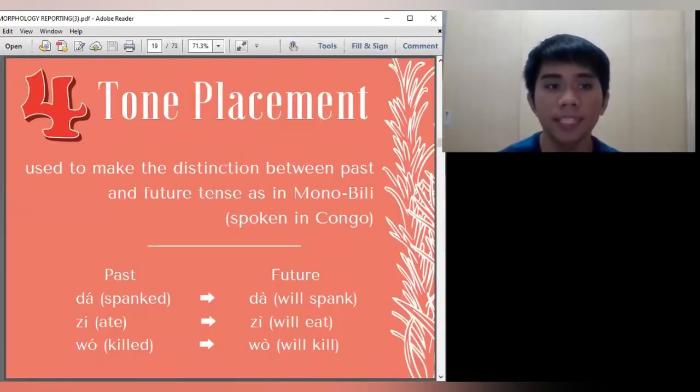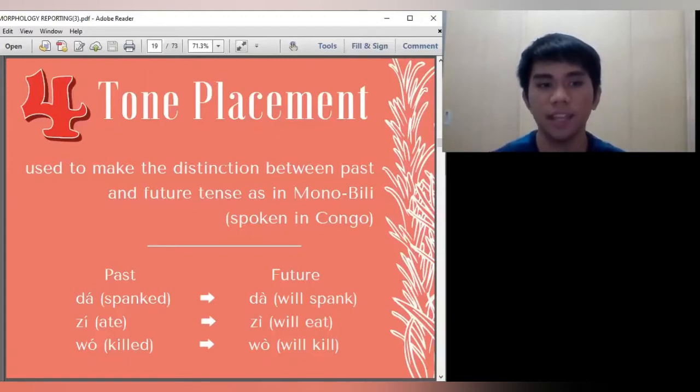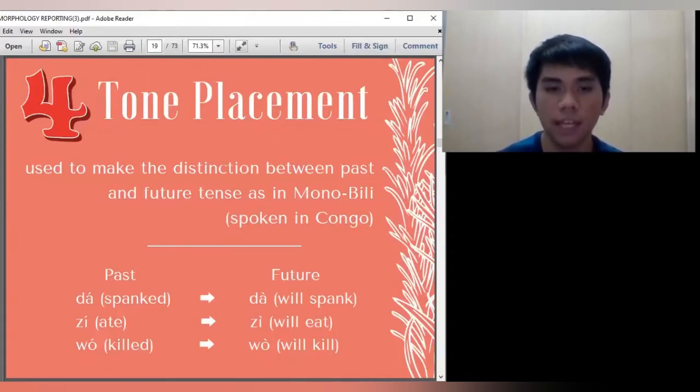Finally, we have the tone placement. It makes the distinction between past and future tense, and this is something that can be observed in Mono-Bili, a language that is spoken in Congo. For the past tense words, we have da, zi, and wo. We can see an acute accent, so it's rising. For da, it means spanked, and for its future version, it has a grave accent, the one that is falling. So it's dà. It means will spank. It is in the future tense.